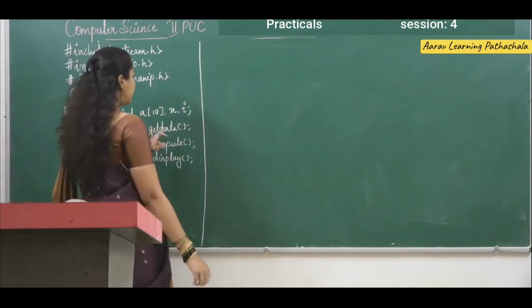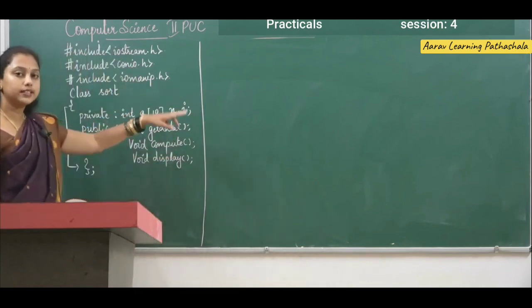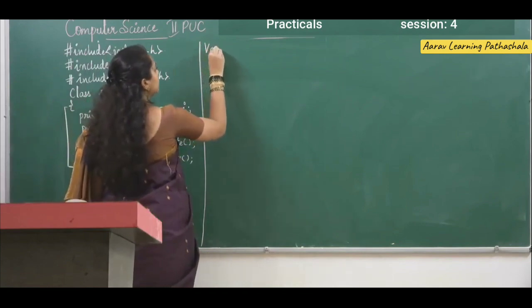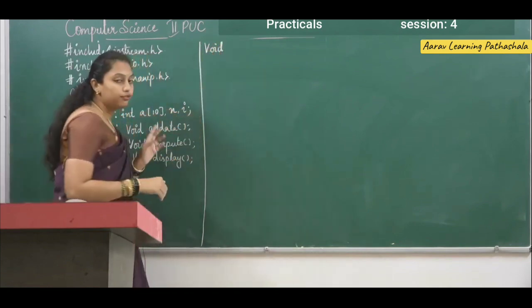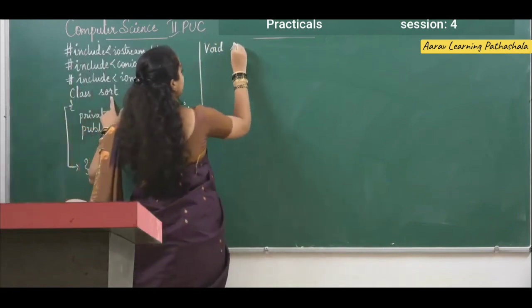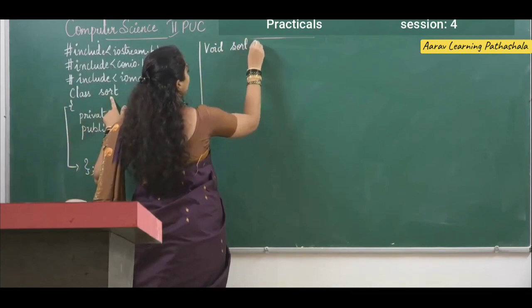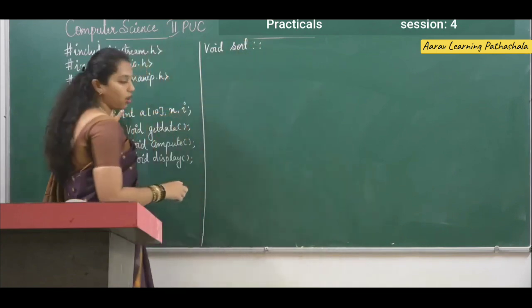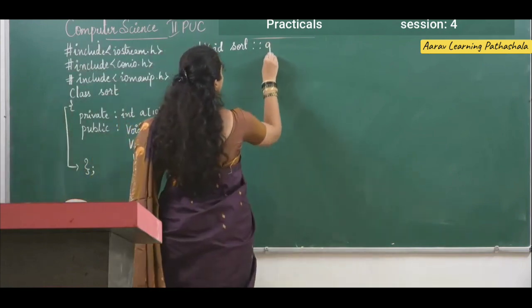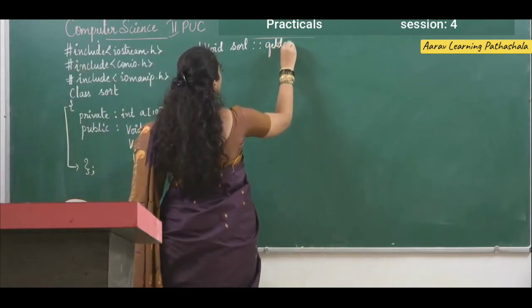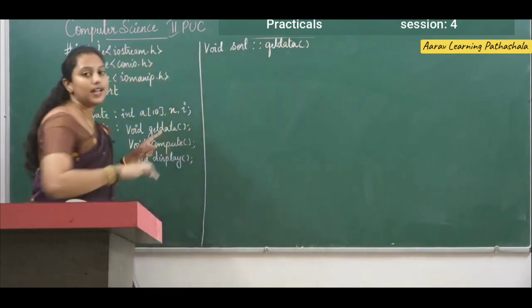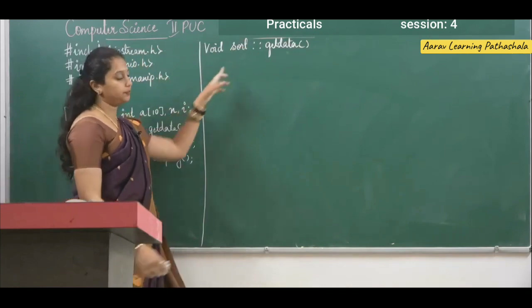Next, I am defining these functions outside the class. So what do we have to do? First we have to write the return type followed by the class name. What is the class name? The class name is sort, followed by the scope resolution operator, then the function name. What is the function name? The function name is getdata. So this function is referring to this class called sort.